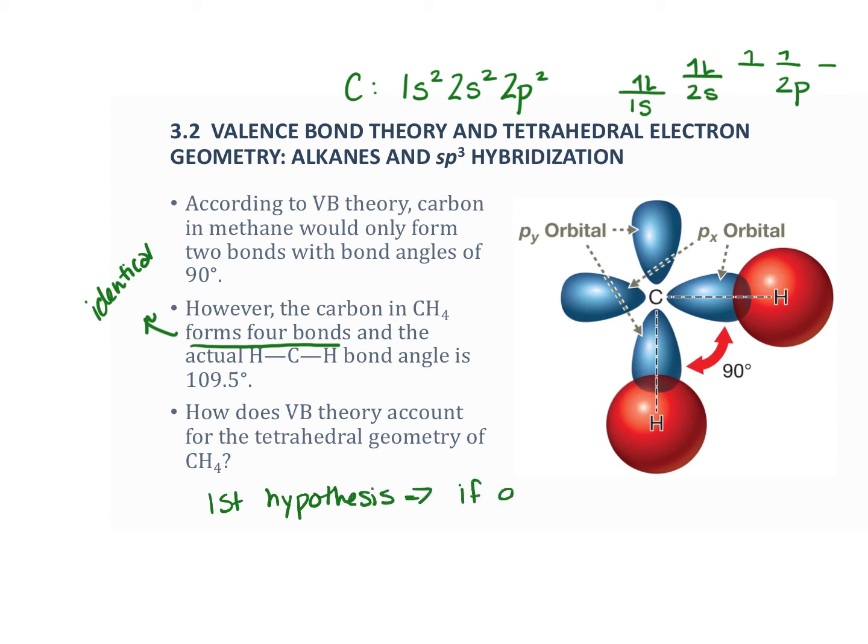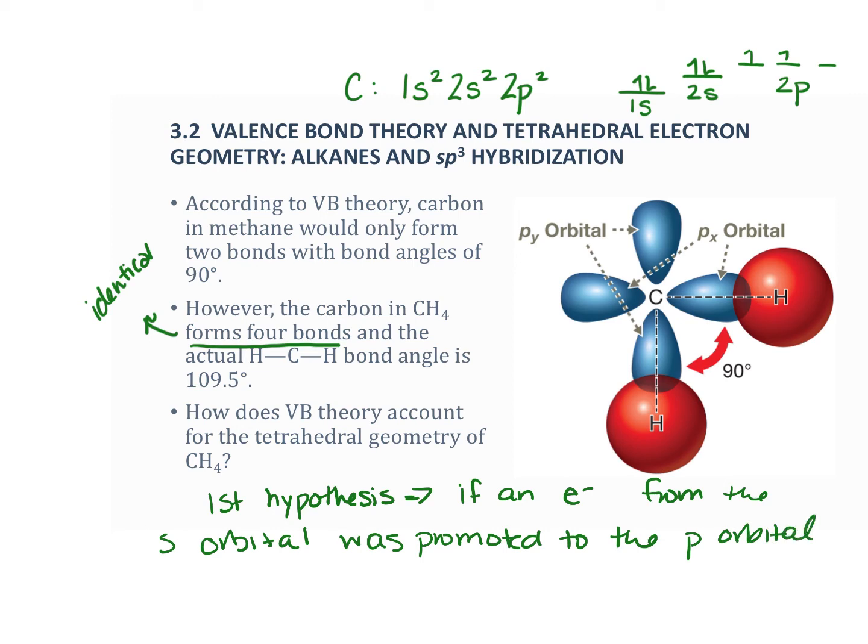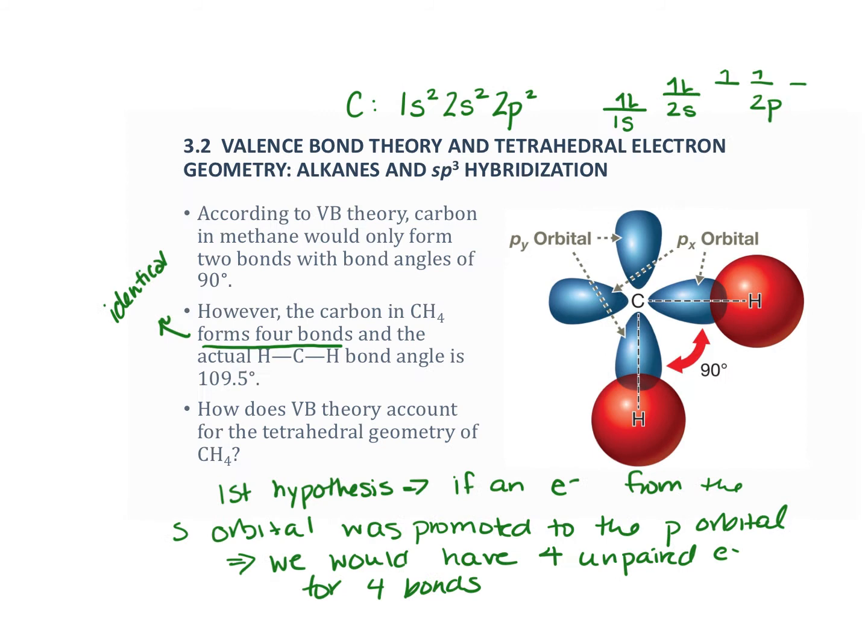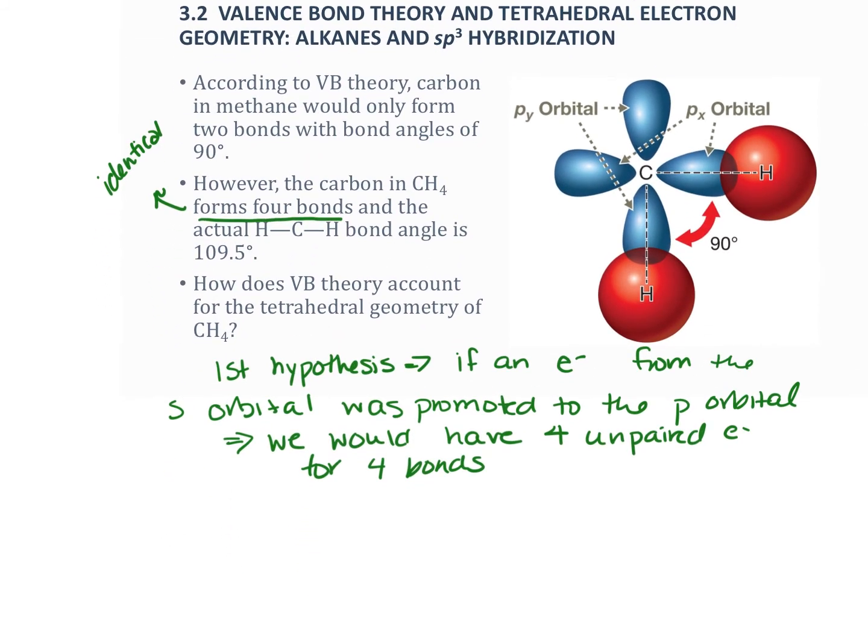was if an electron from the s orbital was promoted to the p orbital. That would give us 4 unpaired electrons for 4 bonds. And so at first blush, this was kind of the hypothesis.